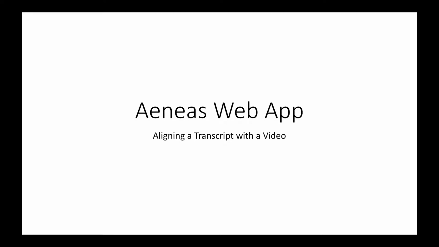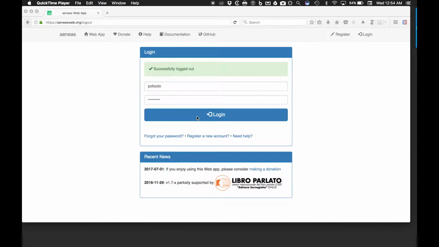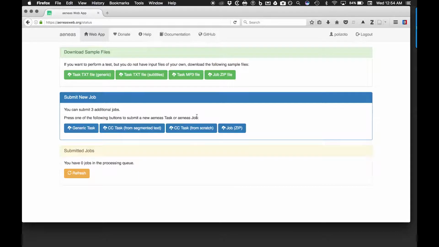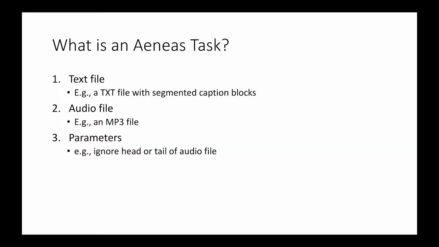This video will demonstrate how to align a transcript with a video or audio file using the Aeneas Web App. When you log into the Aeneas Web App, you have a few options. If you are working with a YouTube video that contains auto captions, click on CC Task from Scratch. If you already have a transcript that has been segmented, click on CC Task from Segmented Text. In this video, we will demonstrate how to use the CC Task from Segmented Text option.